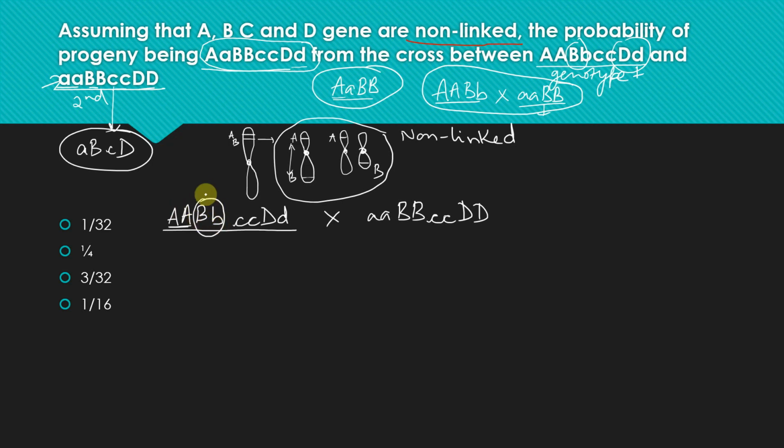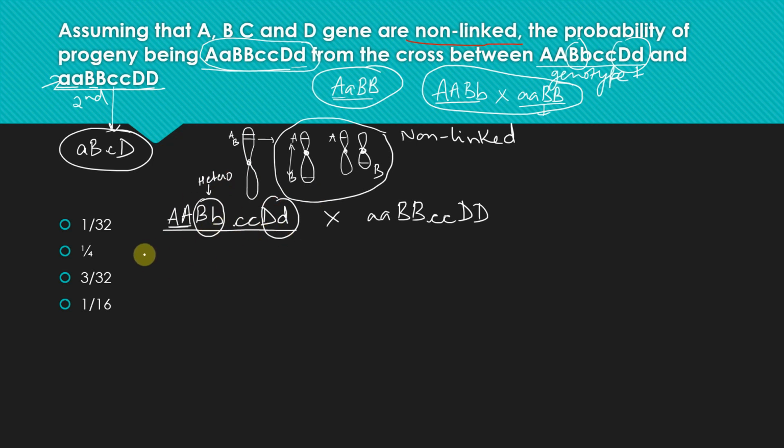Capital B, small b, sorry, this is heterozygous, because two different versions of the allelic pair are present here. So this is heterozygous. Again, small c is homozygous, but look at this one, this is again heterozygous. So we have a total of two heterozygous alleles.